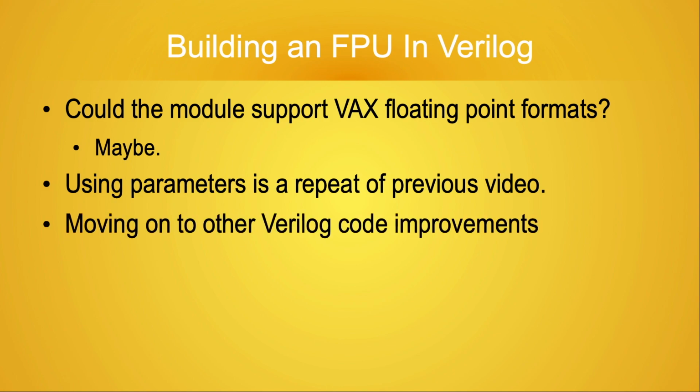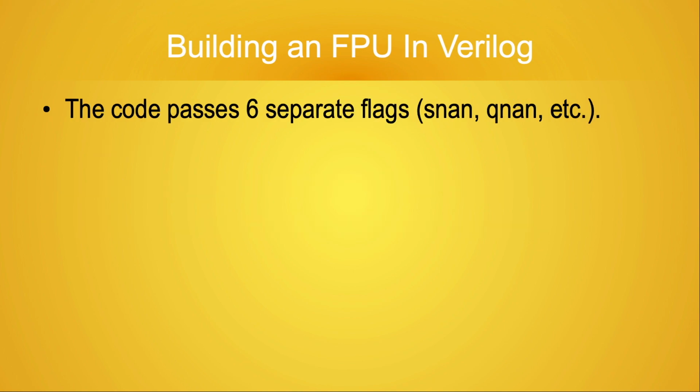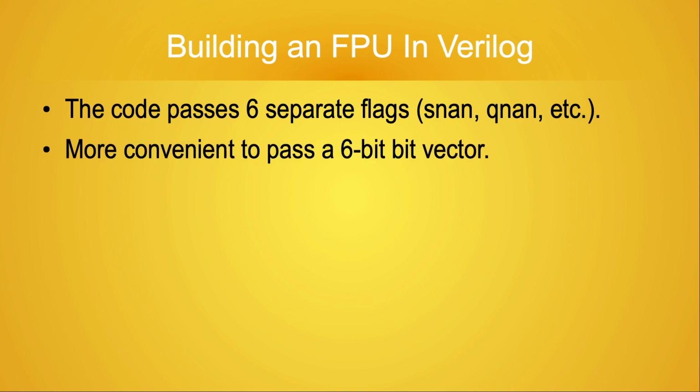There's an additional change I want to make to the code. I've been passing around 6 individual flags for the 6 possible IEEE 754 data types. It would be more convenient to package them together as a bit vector, so I only have to pass around a single quantity which holds all of the flags instead of passing each of the flags individually.